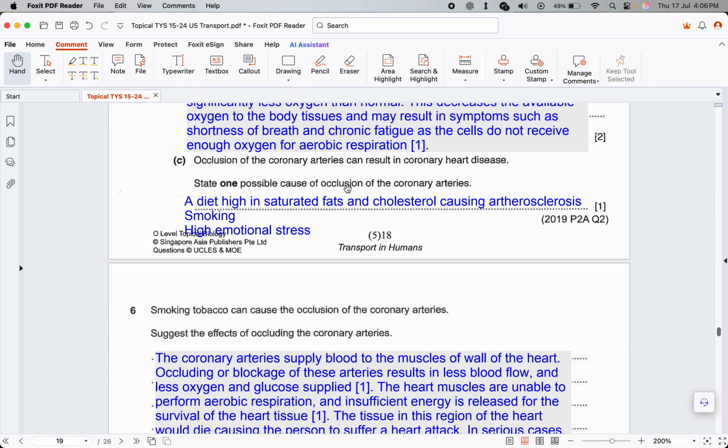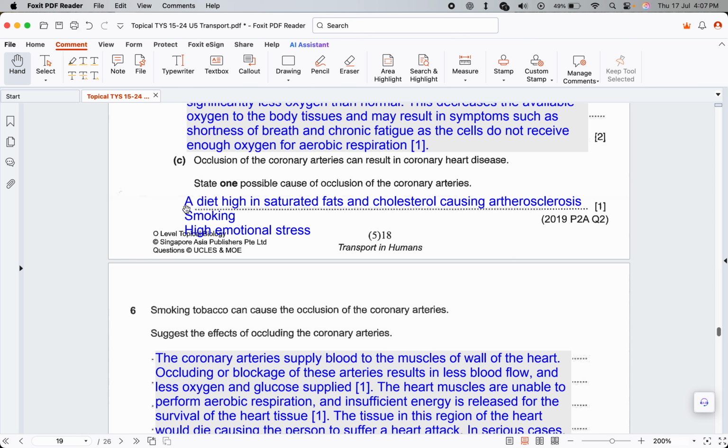Okay, last time they actually used the word arteriosclerosis, which is a pretty difficult word. A lot of students spell it wrongly, but I think they removed it in the recent syllabus. But it's good to know this word, right? So arteriosclerosis is basically when the cholesterol forms a deposit in the lumen of the coronary arteries and it starts to harden, right? Then that causes this occlusion or blockage.